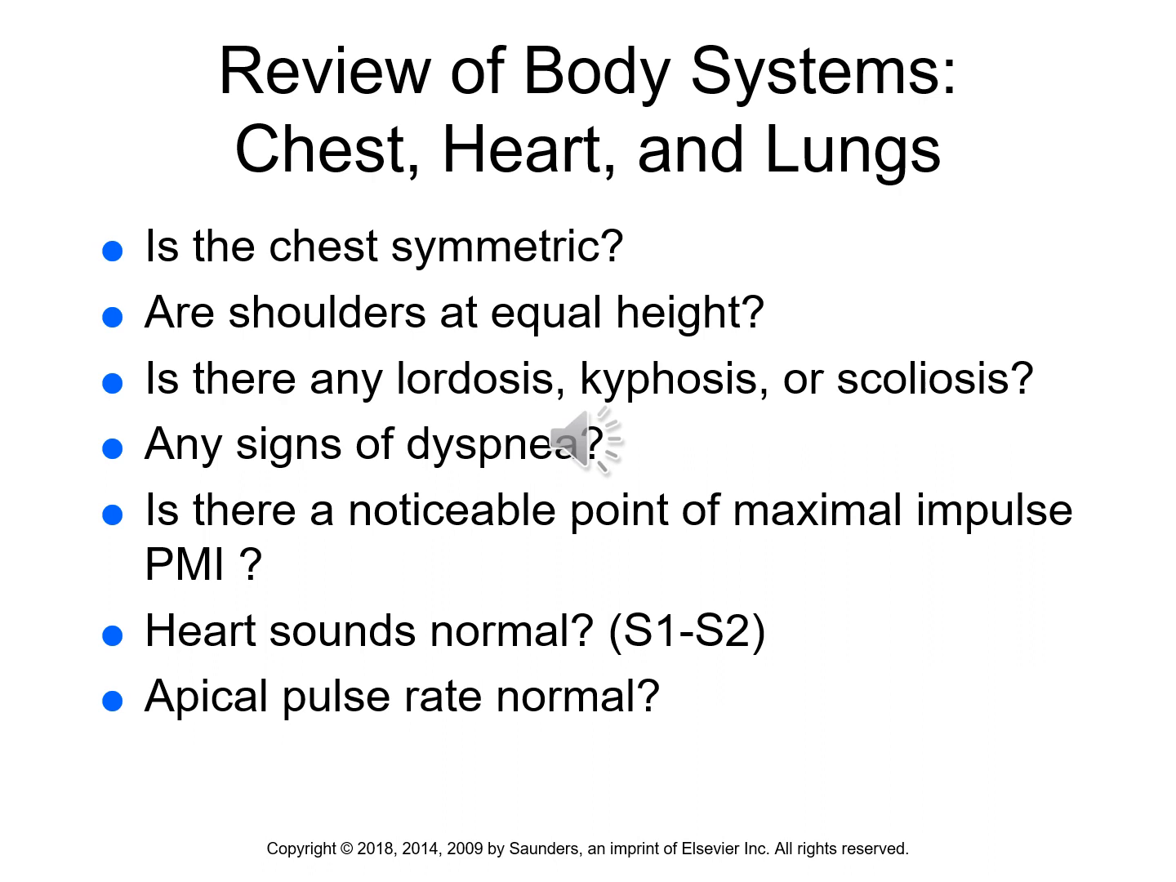You're looking for spine curvature. So do you see lordosis, kyphosis, scoliosis, things like that? Does the patient have dyspnea, meaning do they have difficulty breathing or shortness of breath? What's the apical pulse like? Remember we said the apical pulse is left midclavicular, fifth intercostal space. So we're assessing that as well. All those things we'll assess in our chest, heart, and lungs assessment.